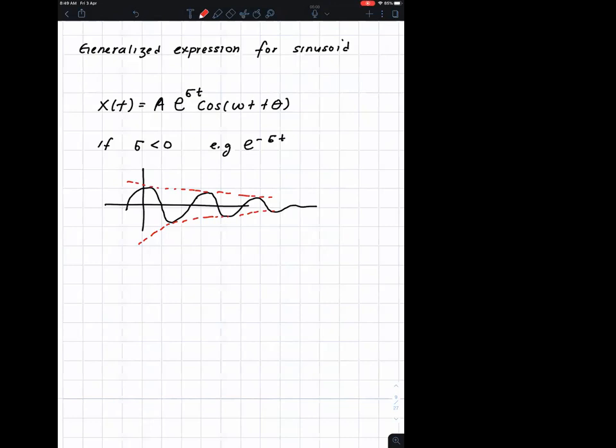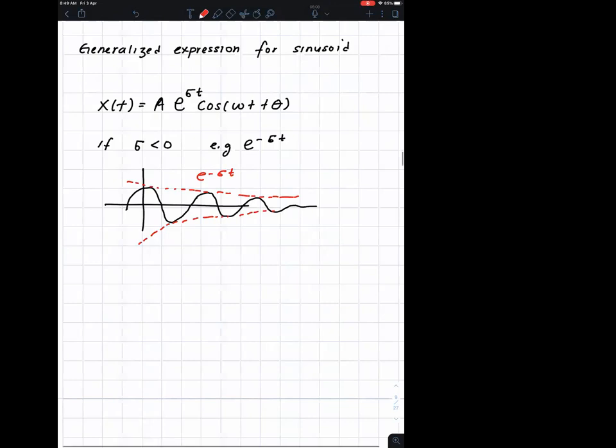Well, okay, something like that, not really good. I don't really like this drawing, but it's okay. So the e to the minus sigma t is responsible for the damping effect of the sinusoid.